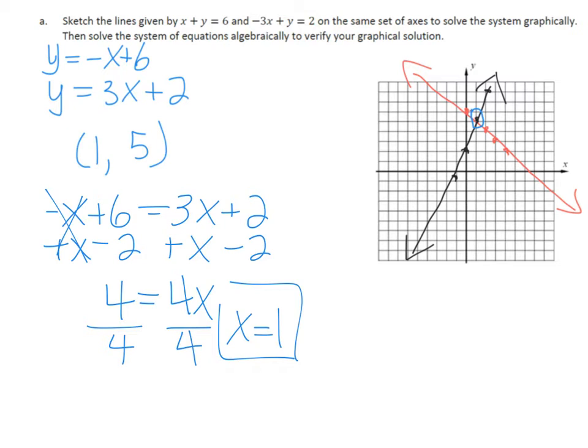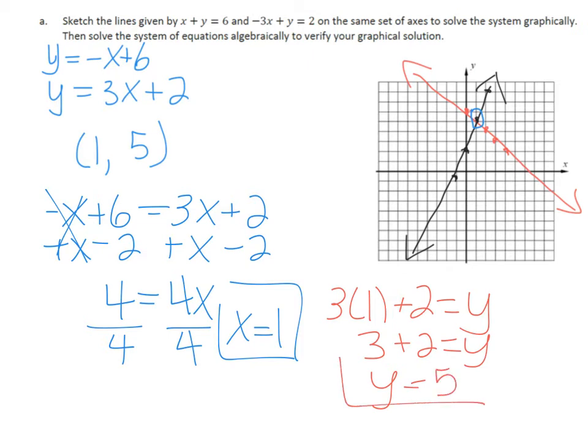So if I go ahead and plug that back in, I get 3 times 1 plus 2 is equal to y. So 3 plus 2 is going to equal y, so y is equal to 5. Which, from what we saw with our graph, is going to be our coordinate point where they intersect. So let's take a look at part B.